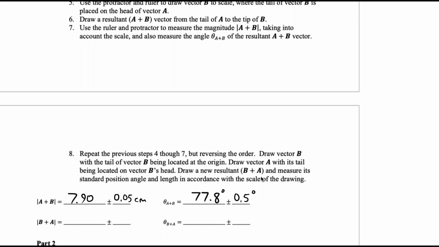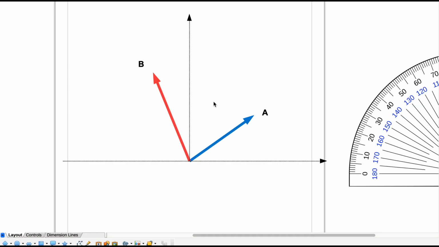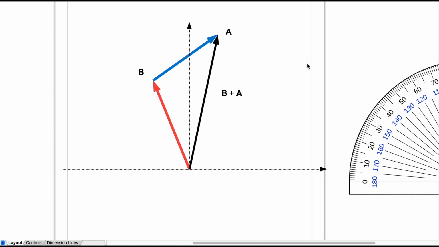Now we have to reverse the order of the addition. Instead of putting B's tail on A's head, we're going to put A's tail on B's head. We're going to move A such that its tail is touching the tip of B. And now we'll draw a resultant from the tail of B to the tip of A. This vector will be called B plus A. And once again, we want to get its length and angle.